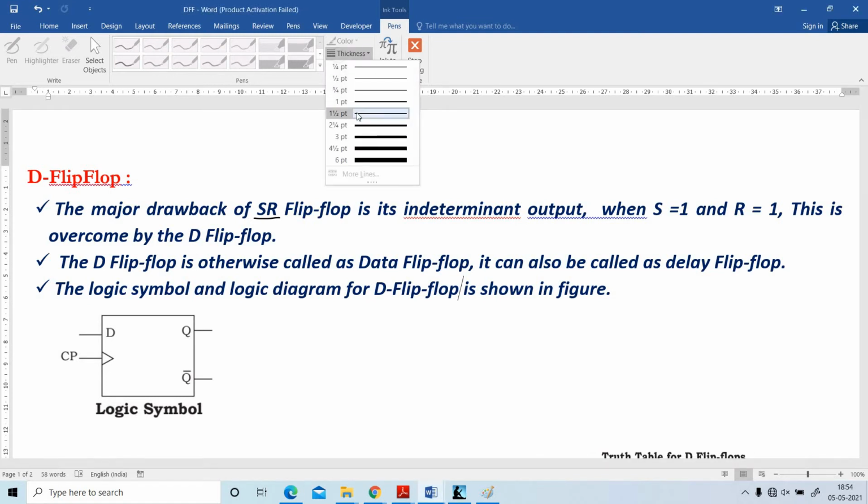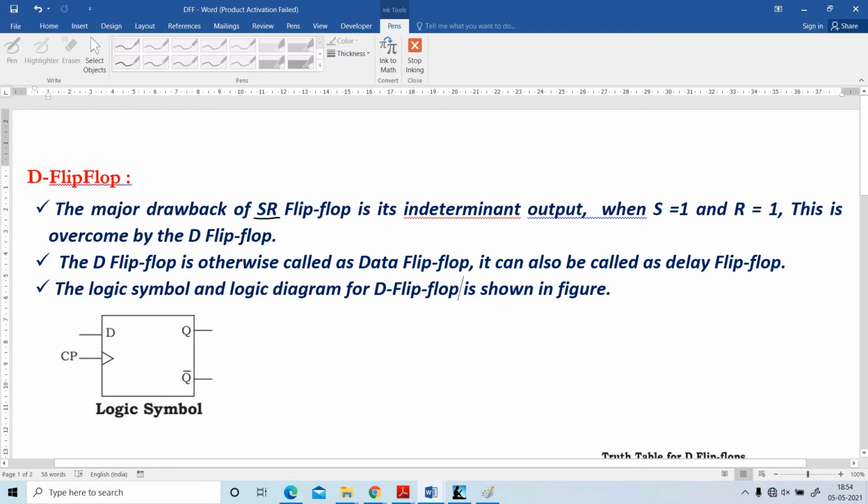In this video, I am going to explain about D flip-flop. The major drawback of SR flip-flop is its indeterminate output when S is equal to 1 and R is equal to 1. This is overcome by the D flip-flop. The D flip-flop is otherwise known as data flip-flop and it can also be called delay flip-flop.